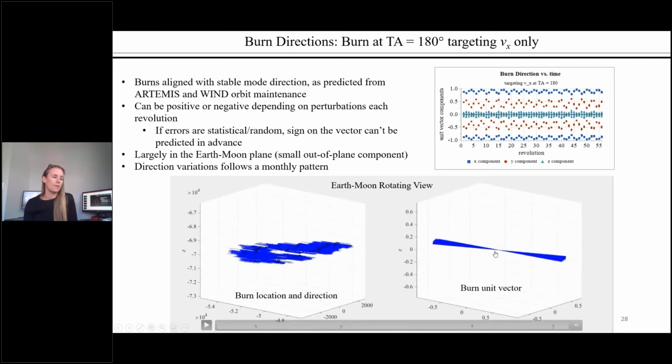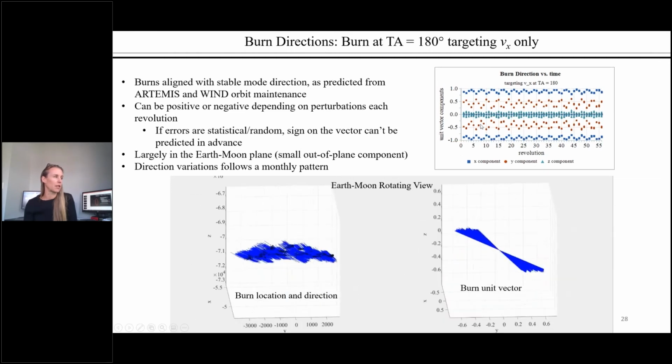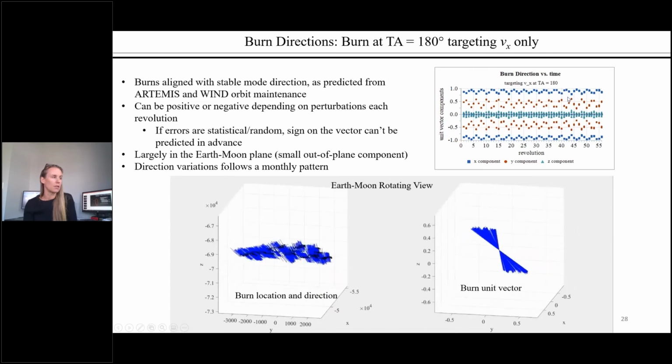We don't know, again, in advance if you're going to have the positive direction or the negative direction. But they're largely in the Earth-Moon plane with a small out-of-plane component. And we do have direction variations that follow a monthly pattern. So this is pretty cool.